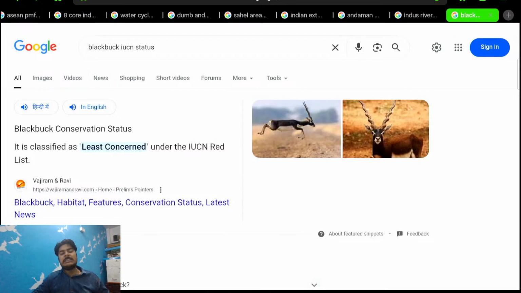Okay, so black buck is least concern. Black buck is least concern. Means there's no worry for the black buck. There's no worry for the black buck. Clear? So black buck is least concern.